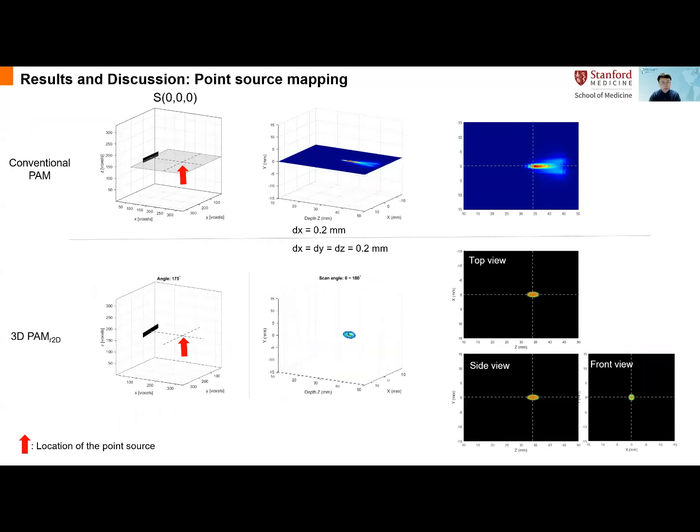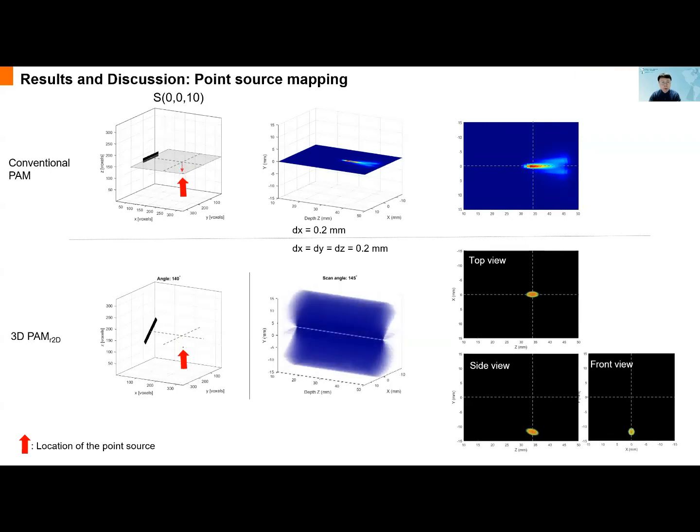Here are the results. The top is the conventional method and the bottom is the proposed method. The red arrow indicates the location of the point source. The conventional method can only obtain a one-side 2D PAM due to the limitation of the fixed linear probe. Since the probe rotates in the proposed method, it overcame these boundary limitations to enable 3D PAM reconstruction. You can see the clean oval-shaped ball in the center in top, side, and front view in the proposed method.